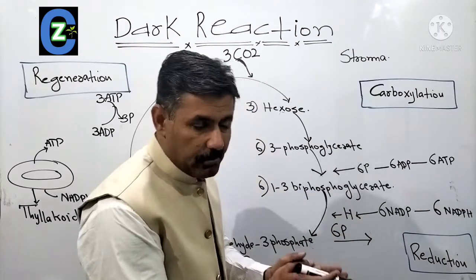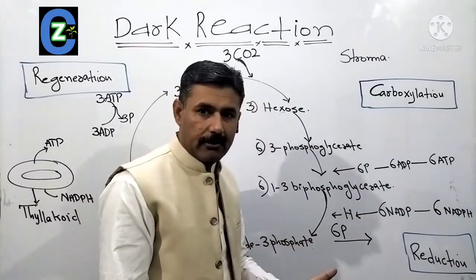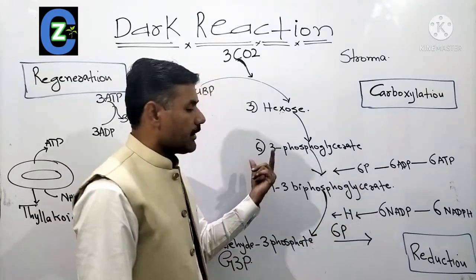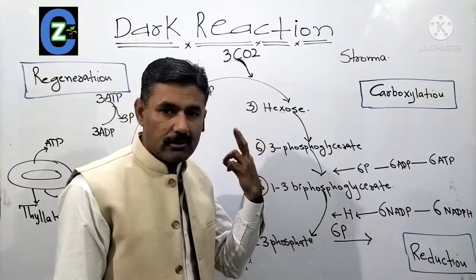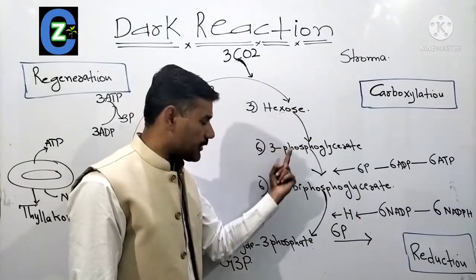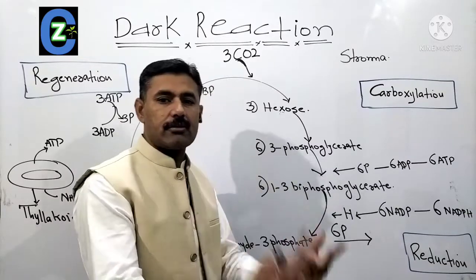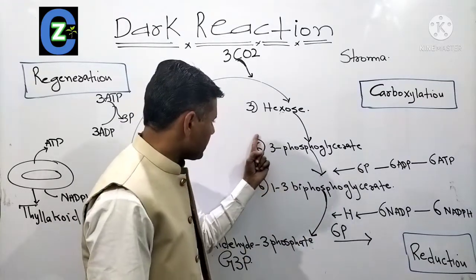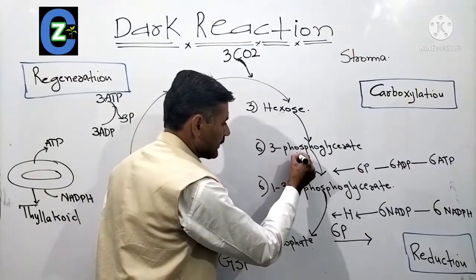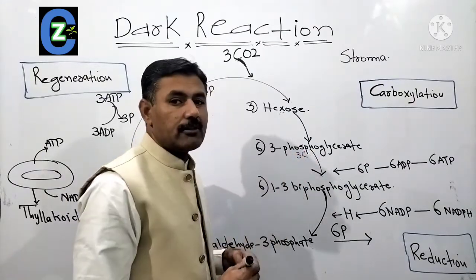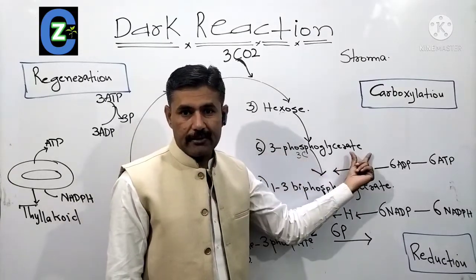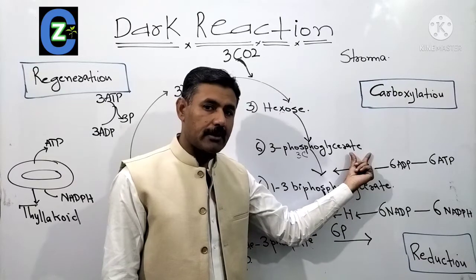The hexose is an unstable product. It immediately breaks into triose. As we have 3 molecules of hexose, each hexose will break into 2 triose, and finally we are going to have 6 molecules of triose, each having 3 carbon, and the name of each molecule is 3-phosphoglycerate.